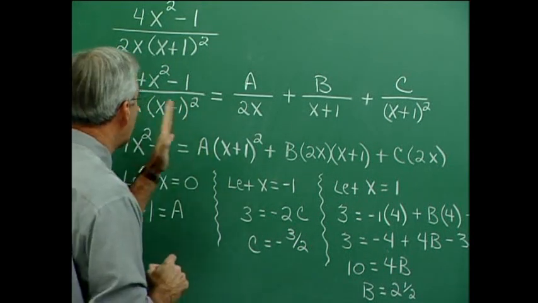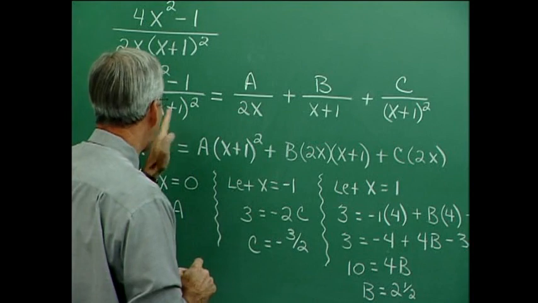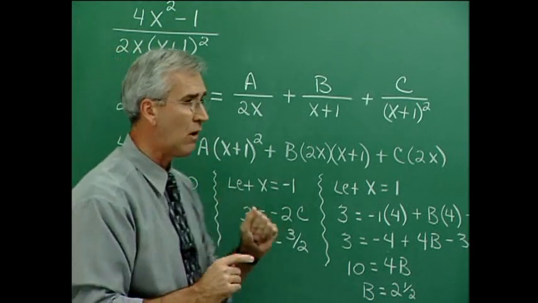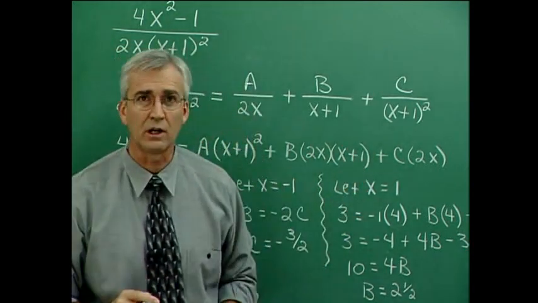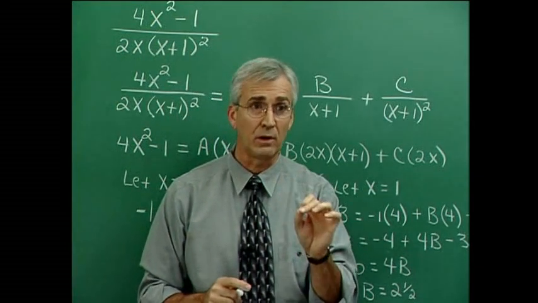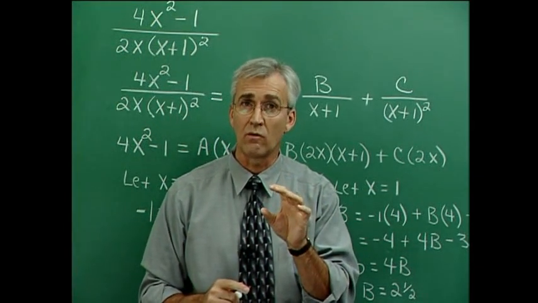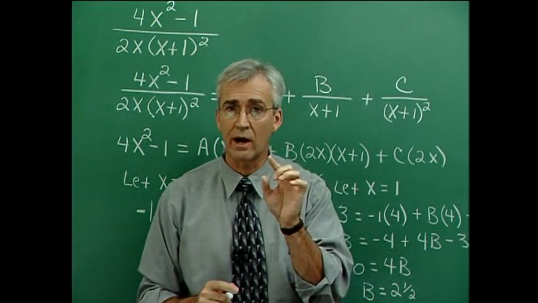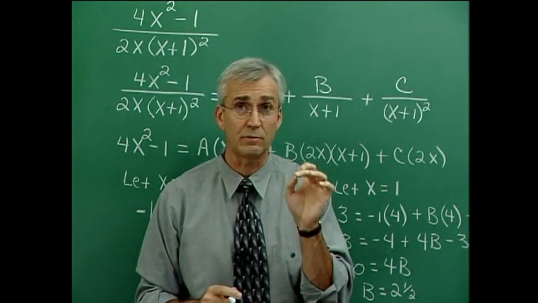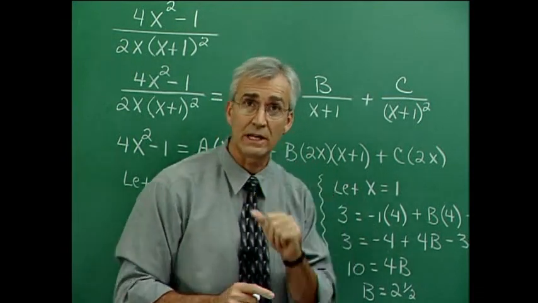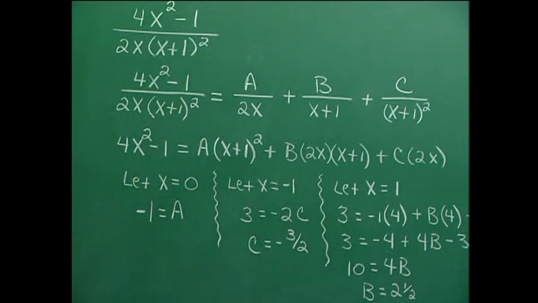You see, if we had a fourth degree factor here, or a factor to the fourth power, 4 factors of x plus 1, we would have to have x plus 1 in the denominator of one partial fraction, x plus 1 squared in another, x plus 1 cubed in another, x plus 1 to the fourth in another. That's the idea. Okay, now we proceed as we normally would.